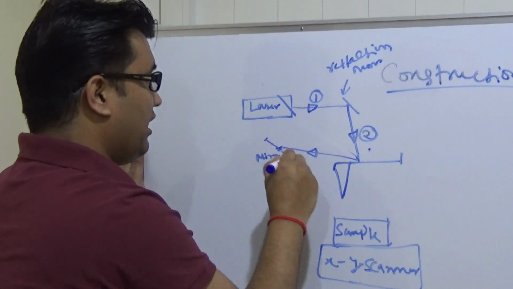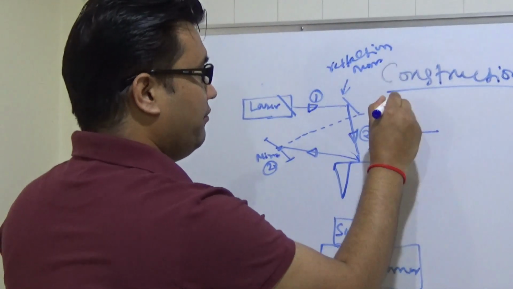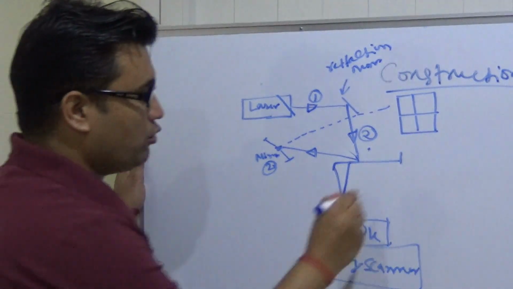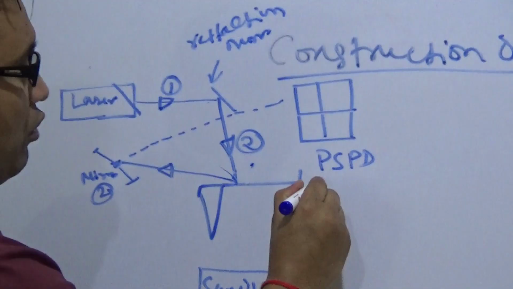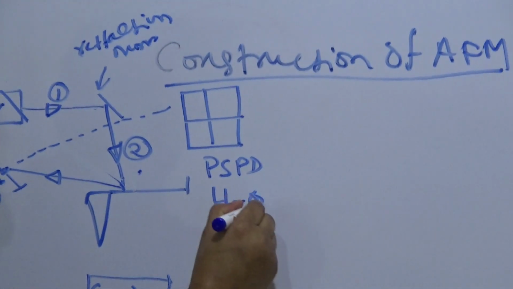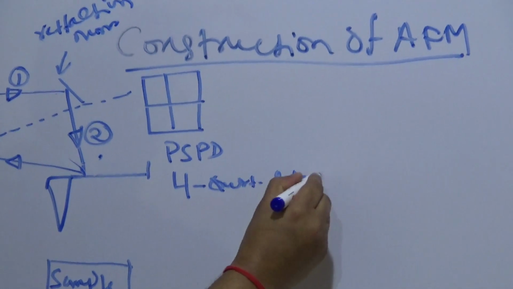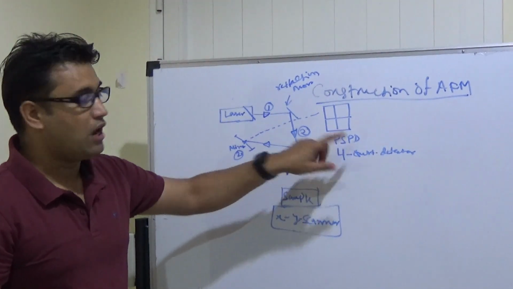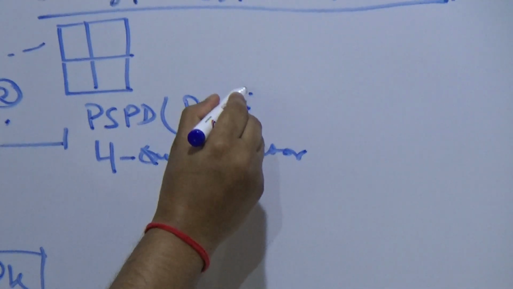What happens here when it hits here? Many companies say the detector is a PSPD, and many people say it is a four-quadrant detector. What do you mean by PSPD? This means position sensitive photodetector.